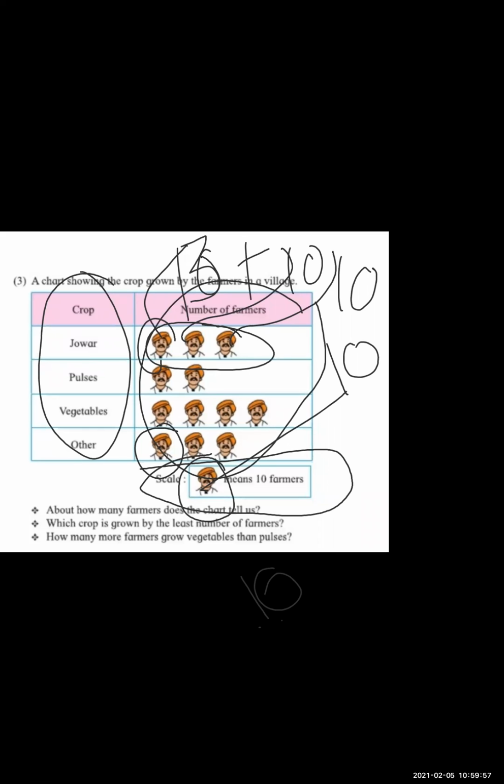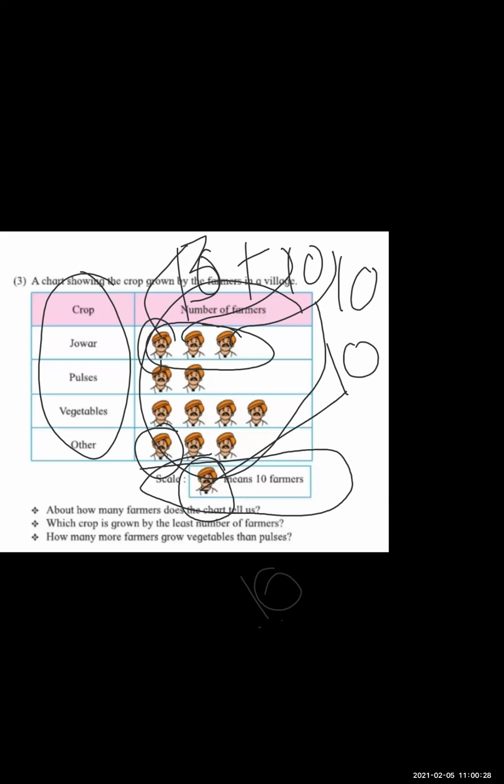Yes, one farmer will be 10 farmers, right? You want to assume that. It's the point. You want to assume that this is pictograph information. You want to assume that one farmer will be 10 farmers, right? So you want to add this information.